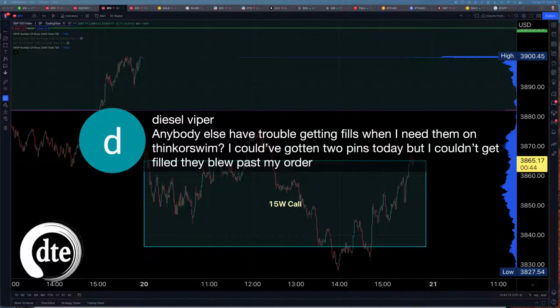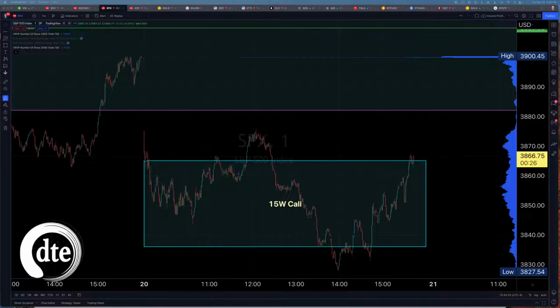Diesel, how you doing? Anybody else have trouble getting fills when I need them on Thinkorswim? I could have gotten 2 pins today, but I couldn't get filled. They blew past my order. Now there is something that you need to work on. That's all about understanding what you can put in as a limit order in order to get that fill.